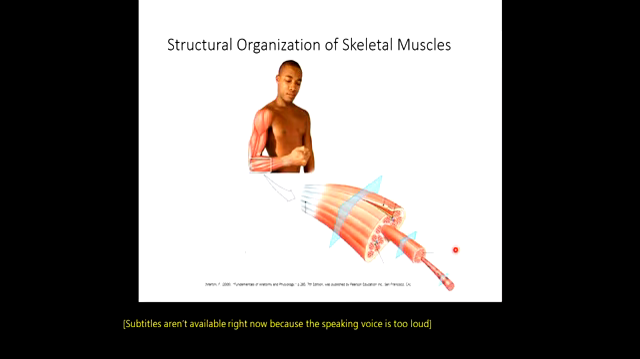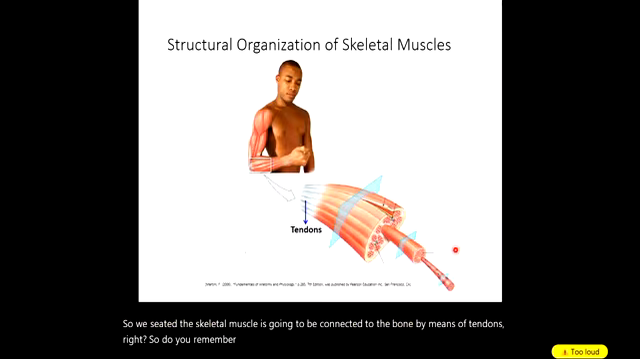So we see that the skeletal muscle is going to be connected to the bone by means of tendons. Right? So do you remember what type of connective tissue makes up tendons?